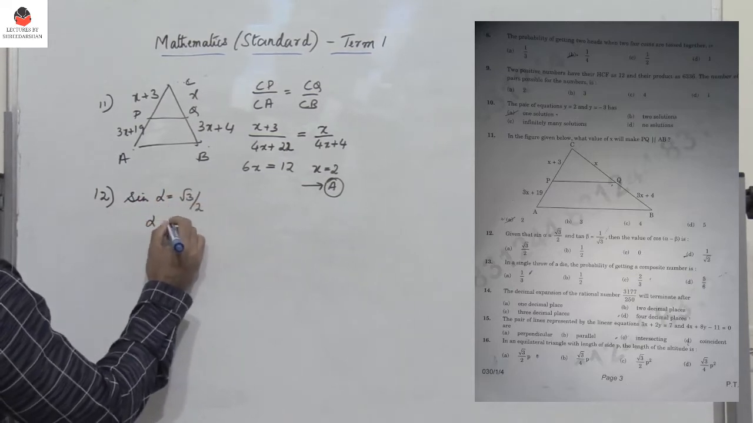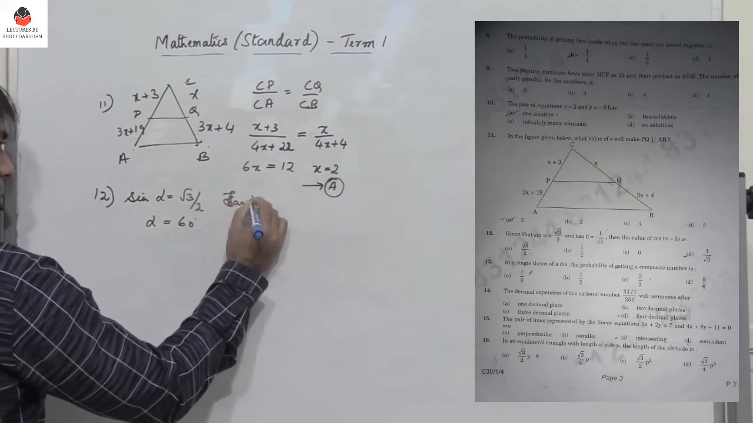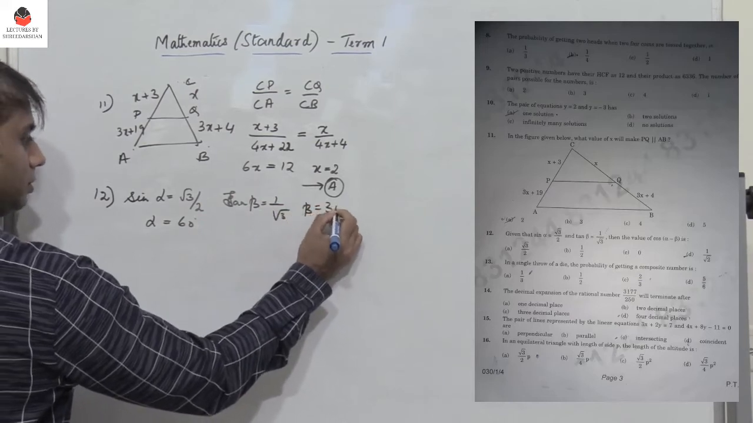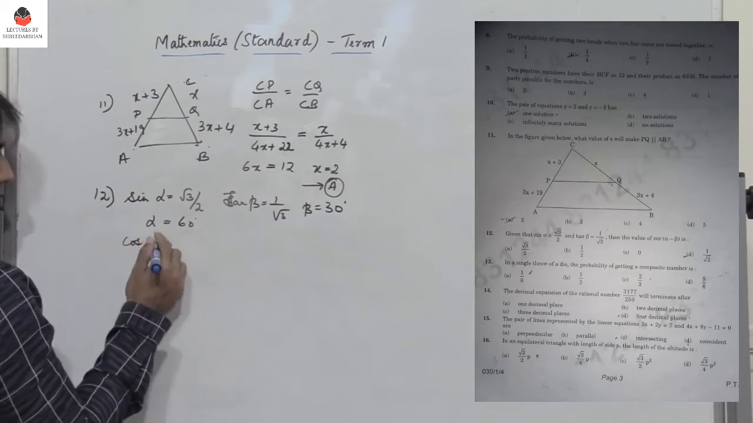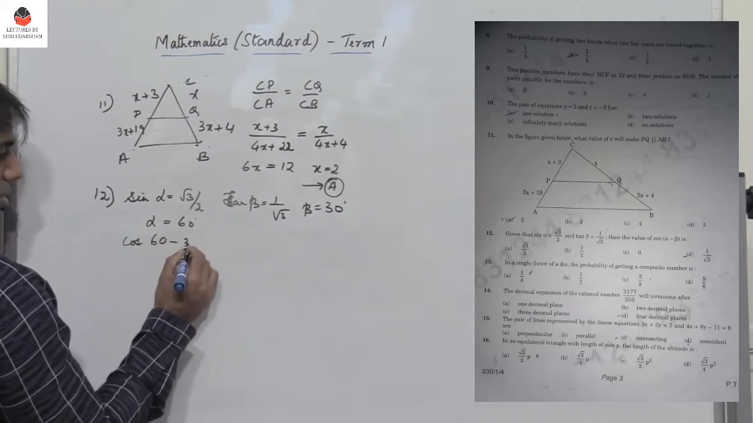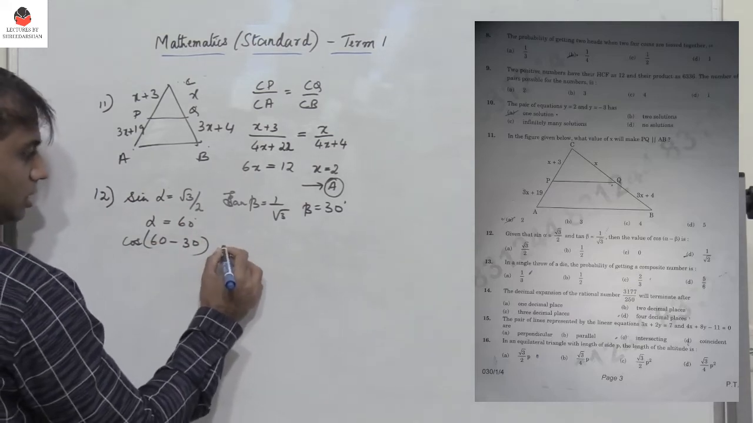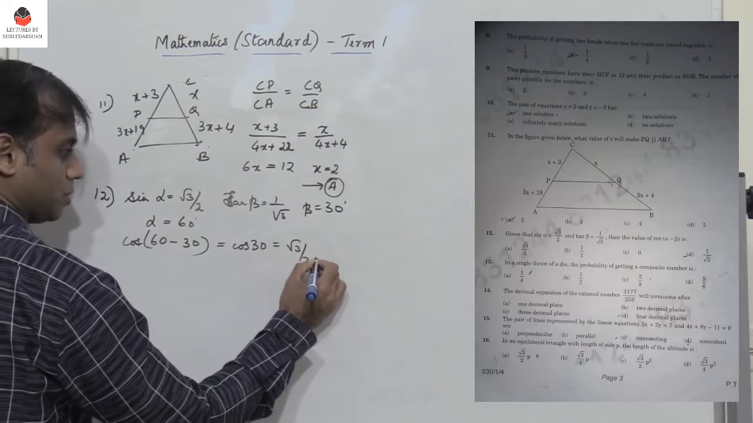So what is alpha? Alpha equals 60 degrees. Tan beta equals 1 by root 3. So beta is 30. We need to find cos of alpha minus beta. Alpha is 60, beta is 30. So 60 minus 30 is 30. So cos 30 is root 3 by 2, which is option A.